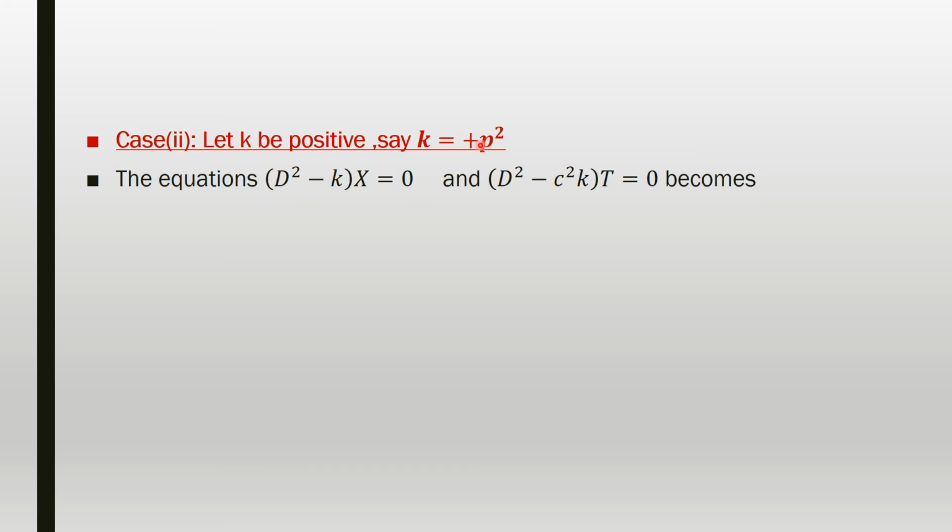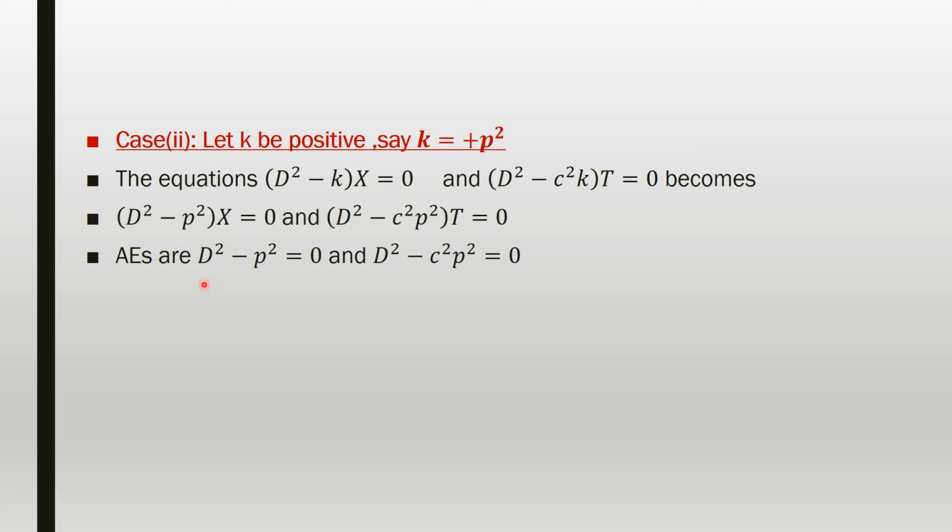So this is the equation that we derived, (D² - k)X = 0 and (D² - c²k)T = 0. Here we are supposed to substitute the value k = p². So after substitution we get this result or this expression.